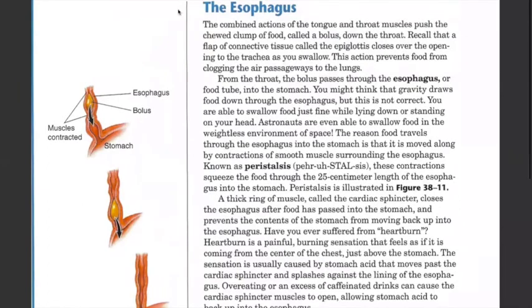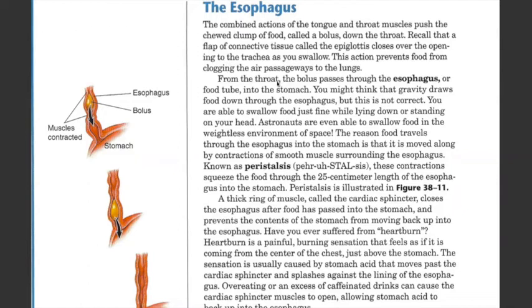The esophagus. The combined action of the tongue and throat muscles push the chewed clump of food called a bolus down the throat. Recall that a flap of connective tissue called the epiglottis closes over the opening to the trachea as you swallow. This action prevents food from clogging the air passage to the lungs. All right, we talked all about that epiglottis in the lungs chapter. We've mentioned it again in this chapter, and it stops you from choking.